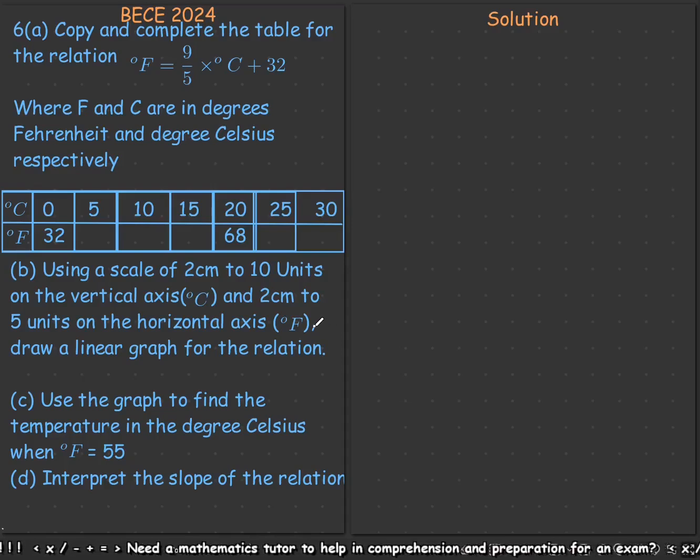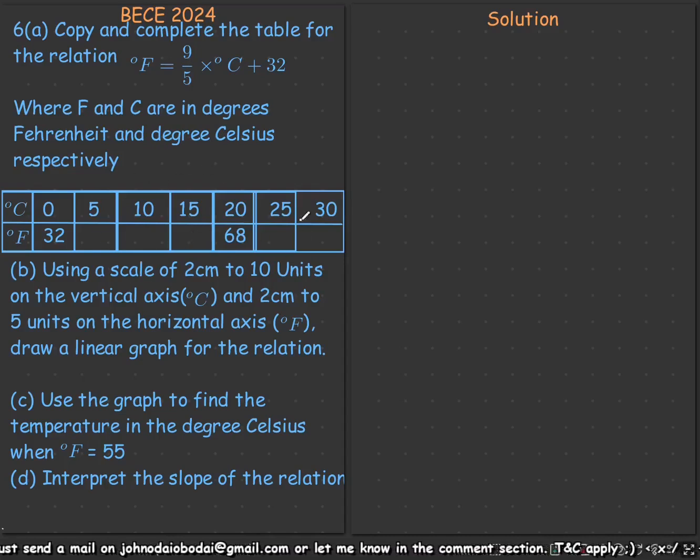In this video, we are looking at question 6A of BECE 2024. As you can see, it is: copy and complete the table for the relation F equals 9 over 5 times C plus 32, where F and C are degree Fahrenheit and degree Celsius respectively. So this is the table.